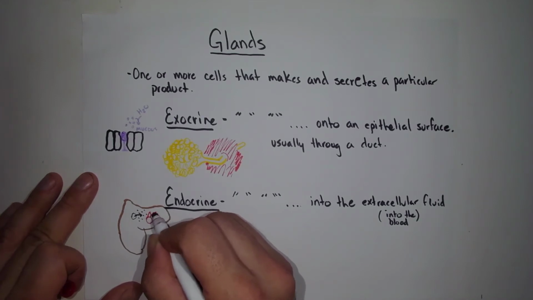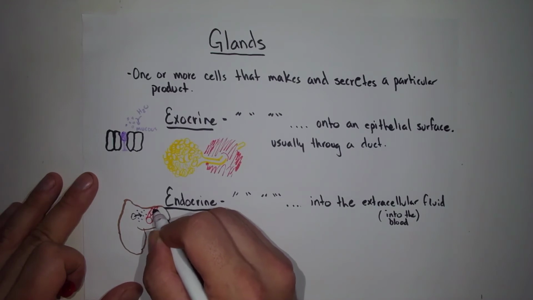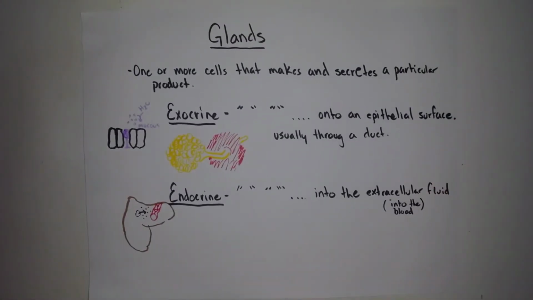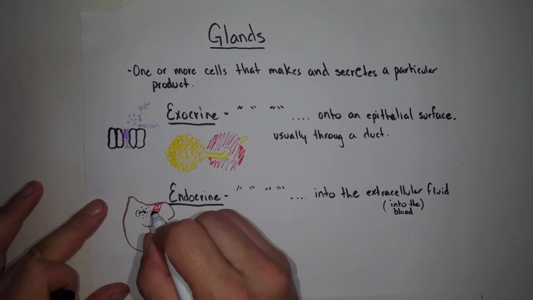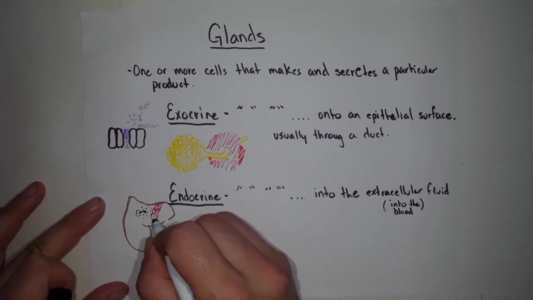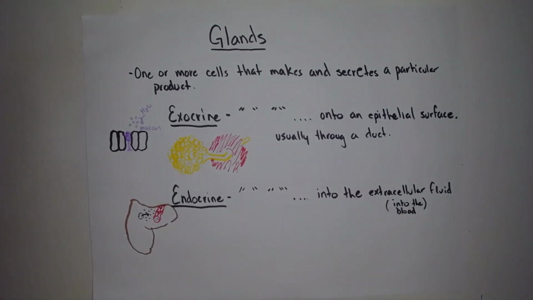So here are some epithelial cells of a passing blood vessel, and through the little gaps in this epithelial layer, it makes it into the bloodstream. Okay, so that's an example of endocrine function of the liver.